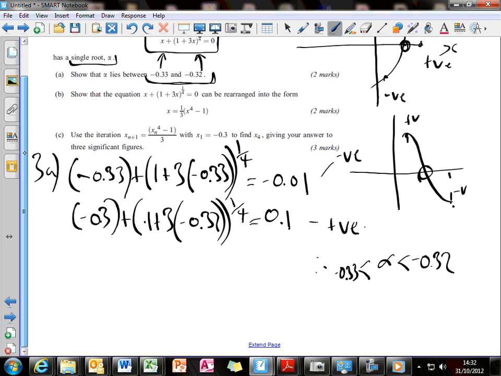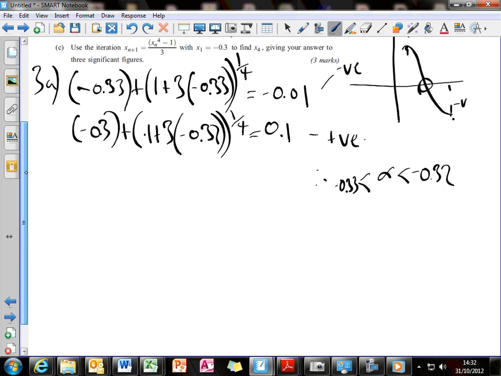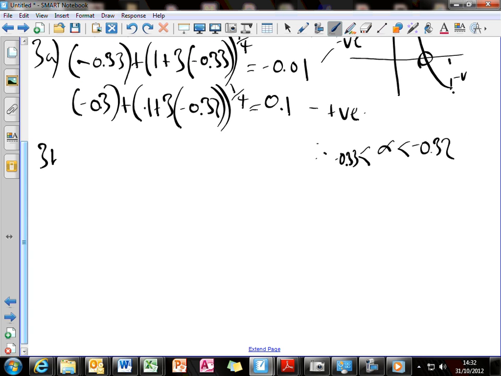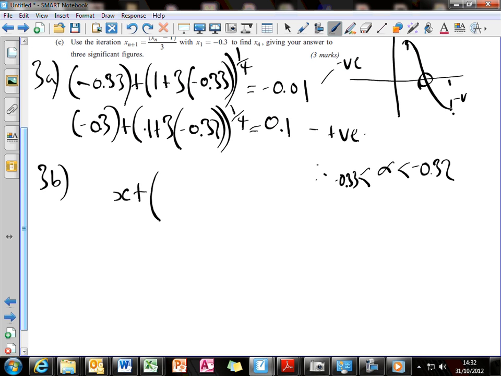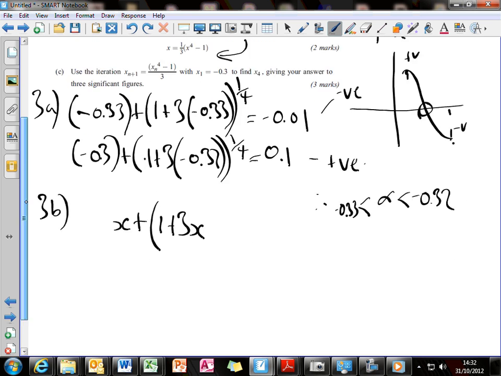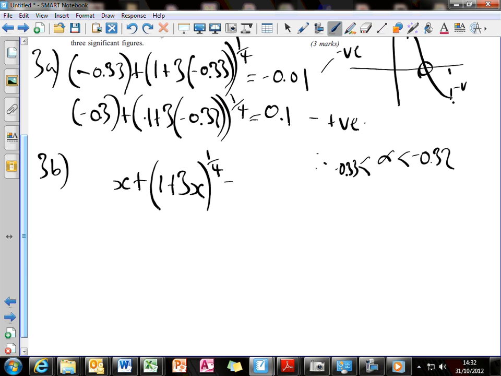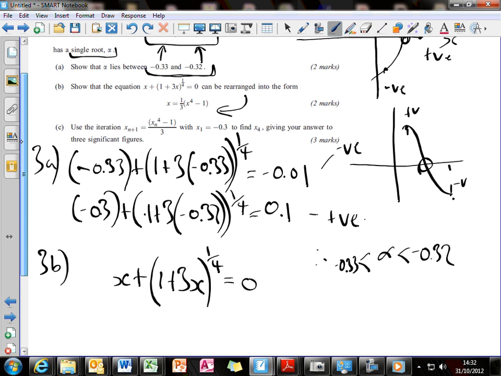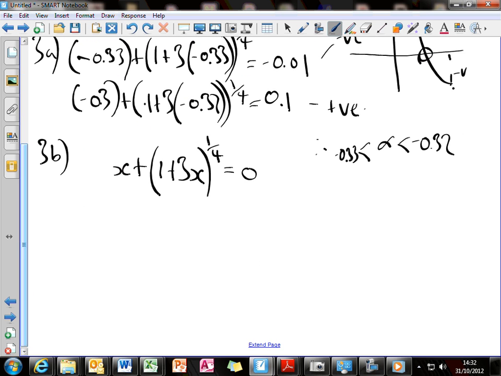Okay, for part 2, show that the equation x plus 1 plus 3x to the power of a quarter equals 0 can be rearranged. So this is just algebra. This is just trying to rearrange this. So we're starting off with, this is 3b, we're starting off with x plus 1 plus 3x to the power of a quarter equals 0. Yeah. So I'm going to take away the x from both sides. Gets me there.